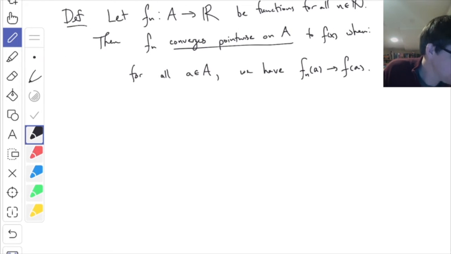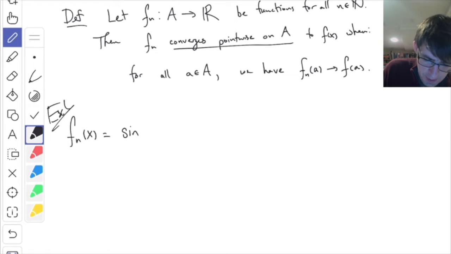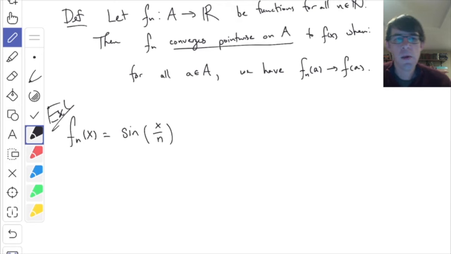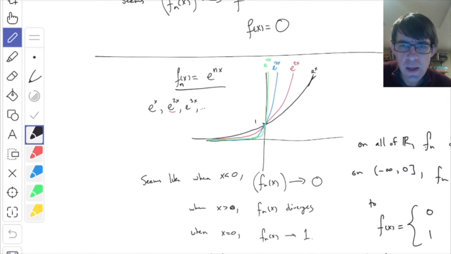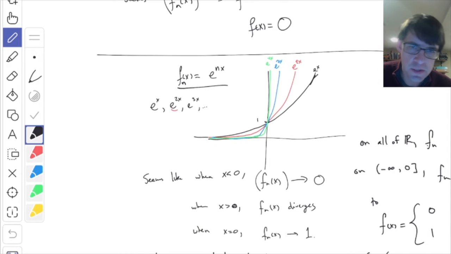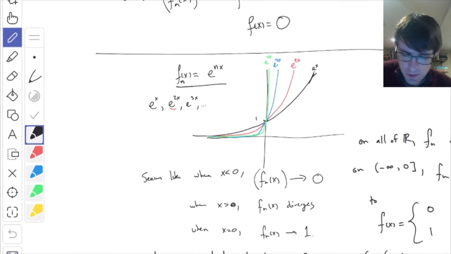How about this example: Fn of x equals sine of x over n. I'd like to know what it converges to, and then let's see if we can actually demonstrate that. And on which set does it converge? Like in the example up here, we had to look at the picture to decide the set on which it converges is the stuff to the left. It does not converge on the set to the right.